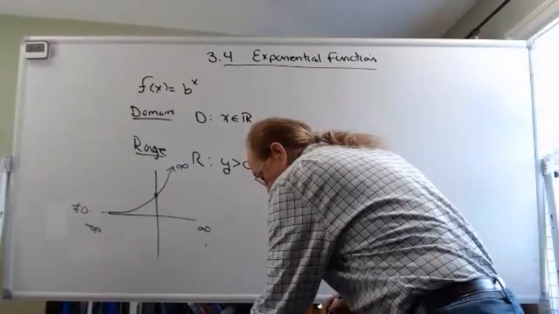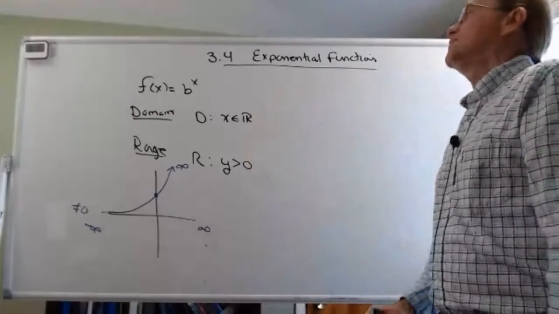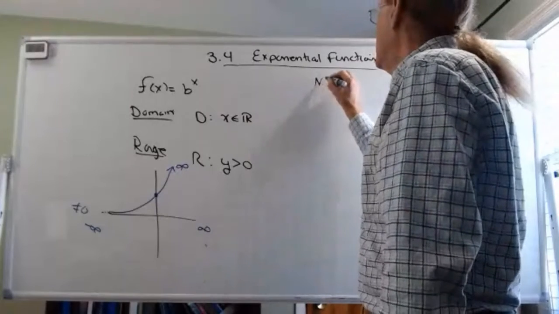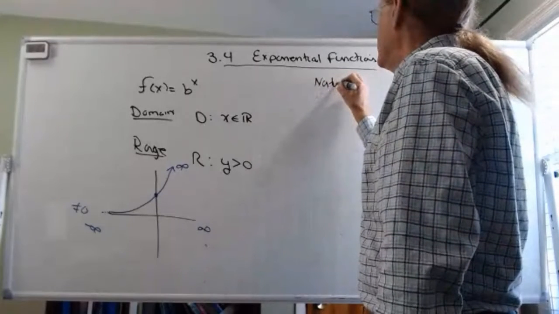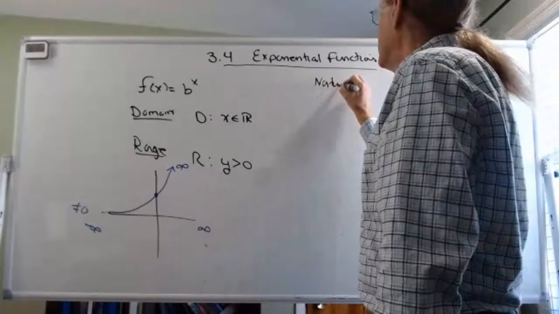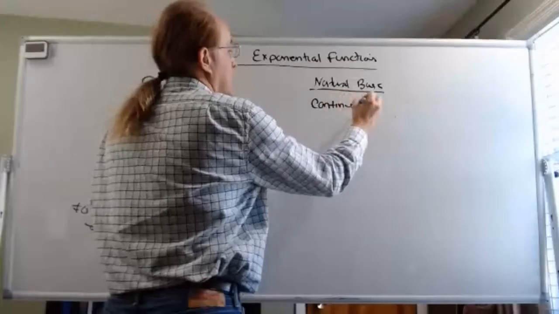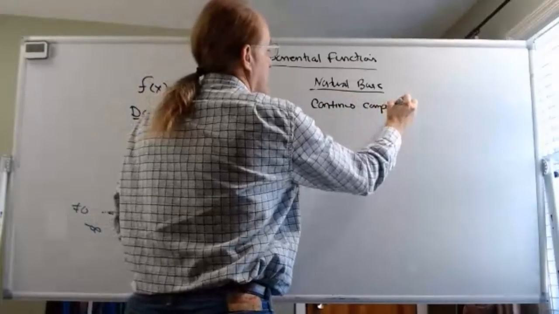What I want to close out with, however, is one interesting base. There's a special base that comes up naturally. This is the natural base. And we'll close out with that today. This comes from if you wanted to do continuous compounding. There's a way of looking at what we call continuous compounded growth.